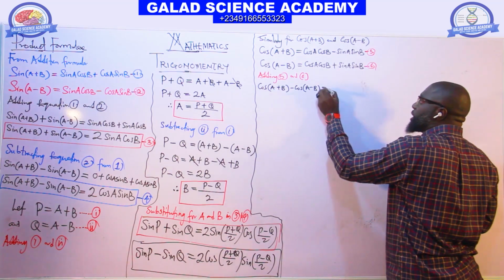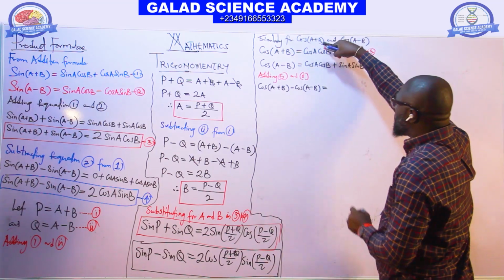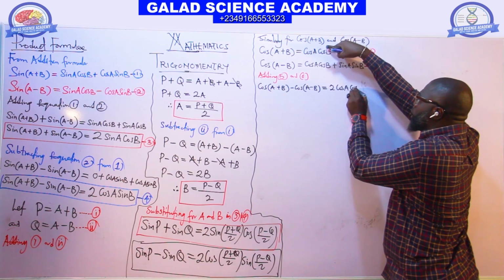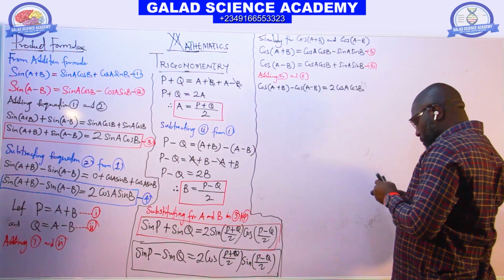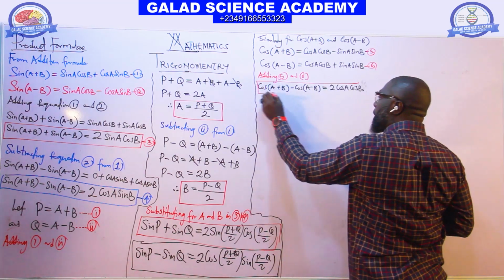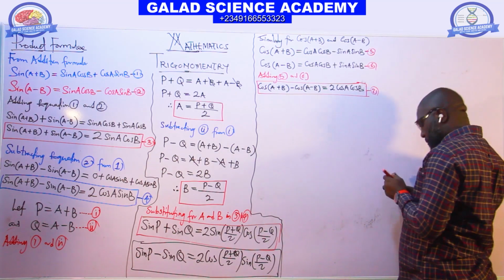So if we add it together, this will cancel each other. This will give us 2 cos A cos B. If you add together, this is equation 7.